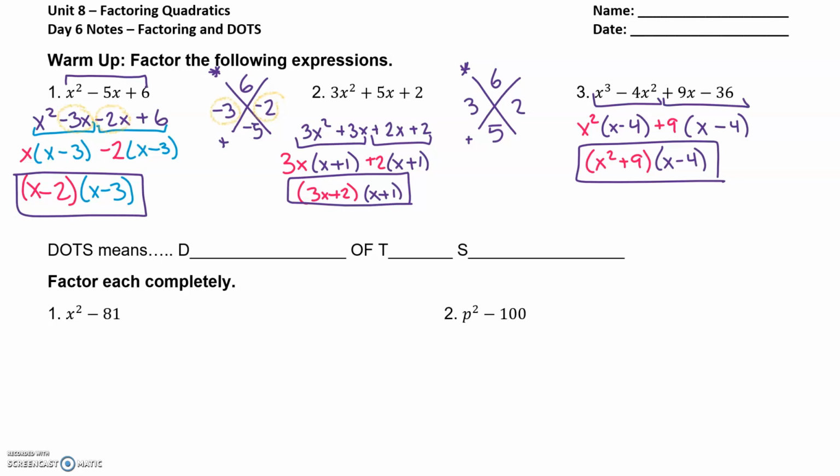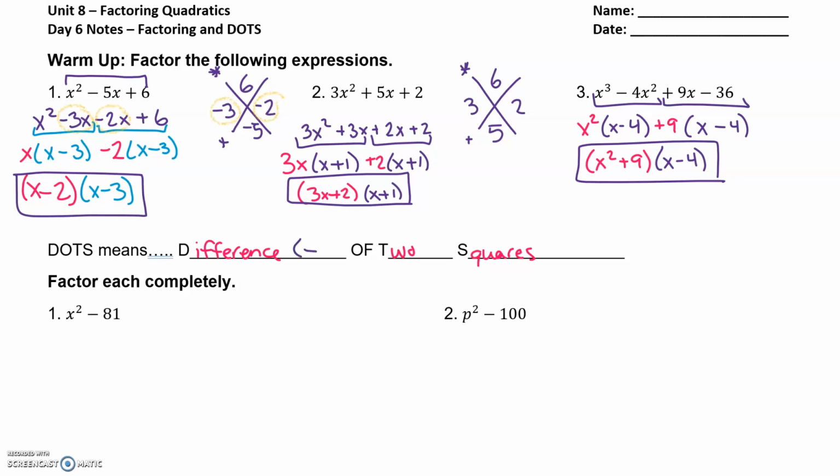Alright, here are the answers to numbers 1, 2, and 3 on the warm-up. Please make sure you check those. If you have any questions, pause it and look through them. Alright, so let's go on down here to where it says DOTS means. DOTS, D-O-T-S, means difference of two squares. So let's take a second and talk about what that is.